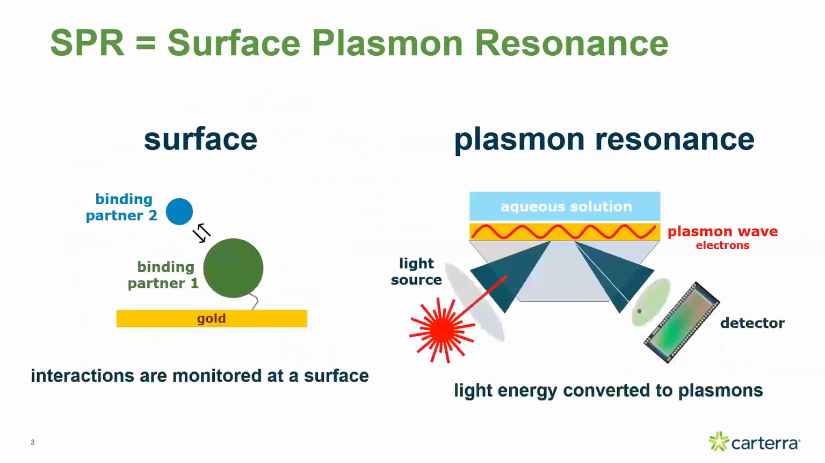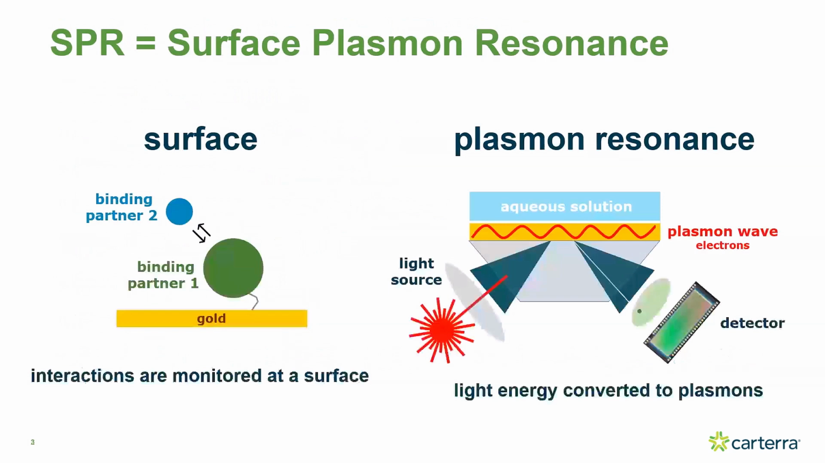So SPR is surface plasmon resonance. This technology works by we immobilize a binding partner to a surface. We call that typically the ligand, the immobilized partner. And then another sample is injected, we call it in solution, and that is the analyte. And that's the other binding partner that can interact with the immobilized species.